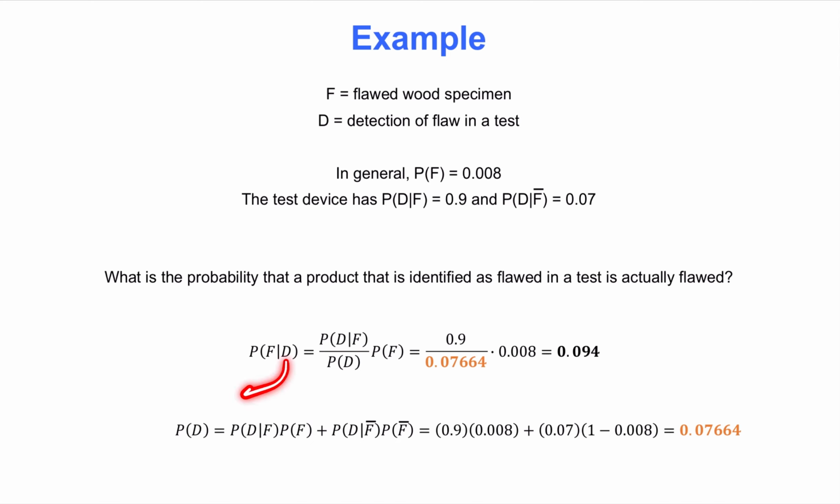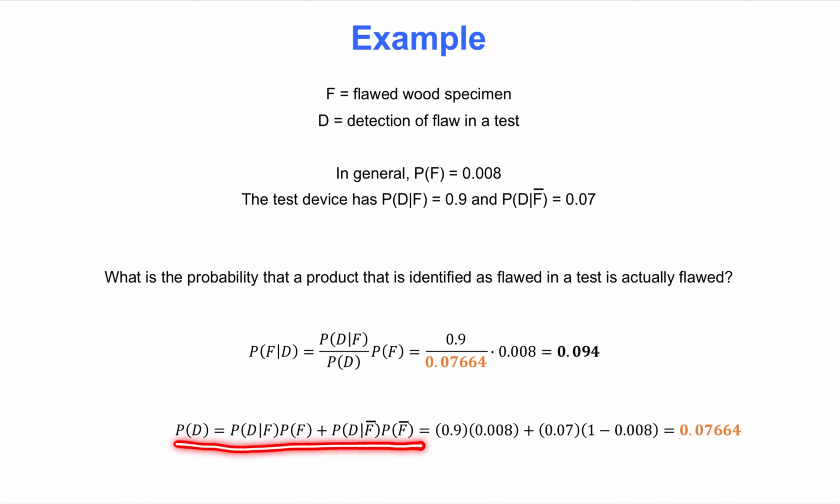Looking at Bayes' rule in this case, we already know that the probability of detecting a flaw when a flaw is present is 90%. We also know the prior probability that a product is flawed, which is 0.8%. However, we do not know the probability of detection, which appears in the denominator. The rule of total probability comes to the rescue.